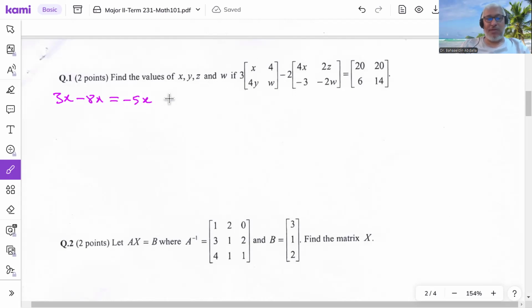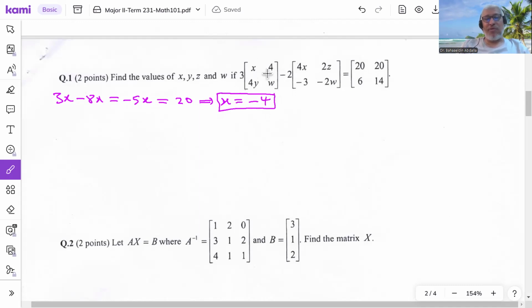So I'll do it like this. This is the entry in the first row, first column of the left-hand side. It should be equal to the entry in the first row, first column of the right-hand side. So negative 5x equals 20. If I divide by negative 5, then x would be 20 over negative 5, and that's negative 4. So this is the value of x.